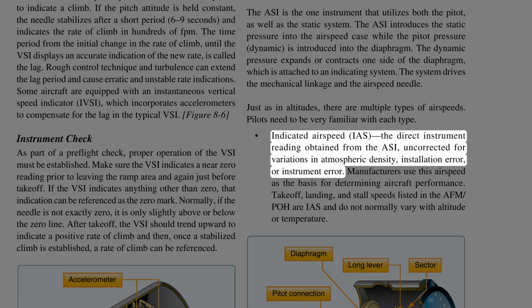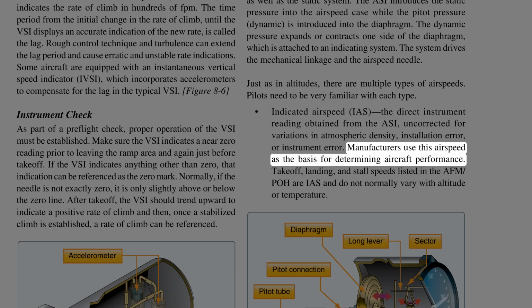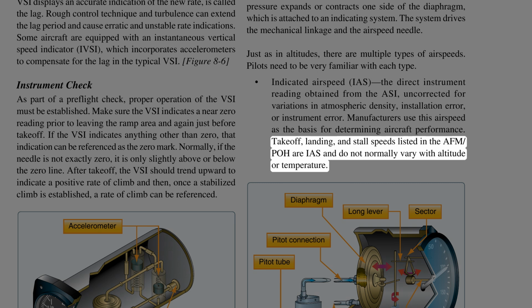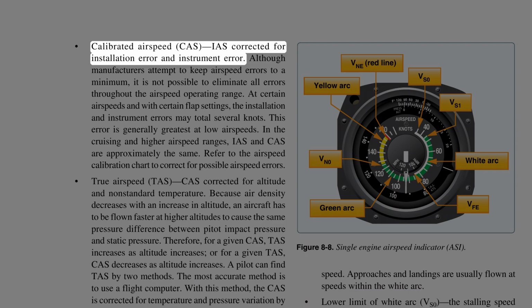Indicated airspeed, IAS, the direct instrument reading obtained from the airspeed indicator, uncorrected for variations in atmospheric density, installation error, or instrument error. Manufacturers use this airspeed as the basis for determining aircraft performance. Takeoff, landing, and stall speeds listed in the AFM, POH are IAS and do not normally vary with altitude or temperature. Calibrated airspeed, CAS, IAS corrected for installation error and instrument error.